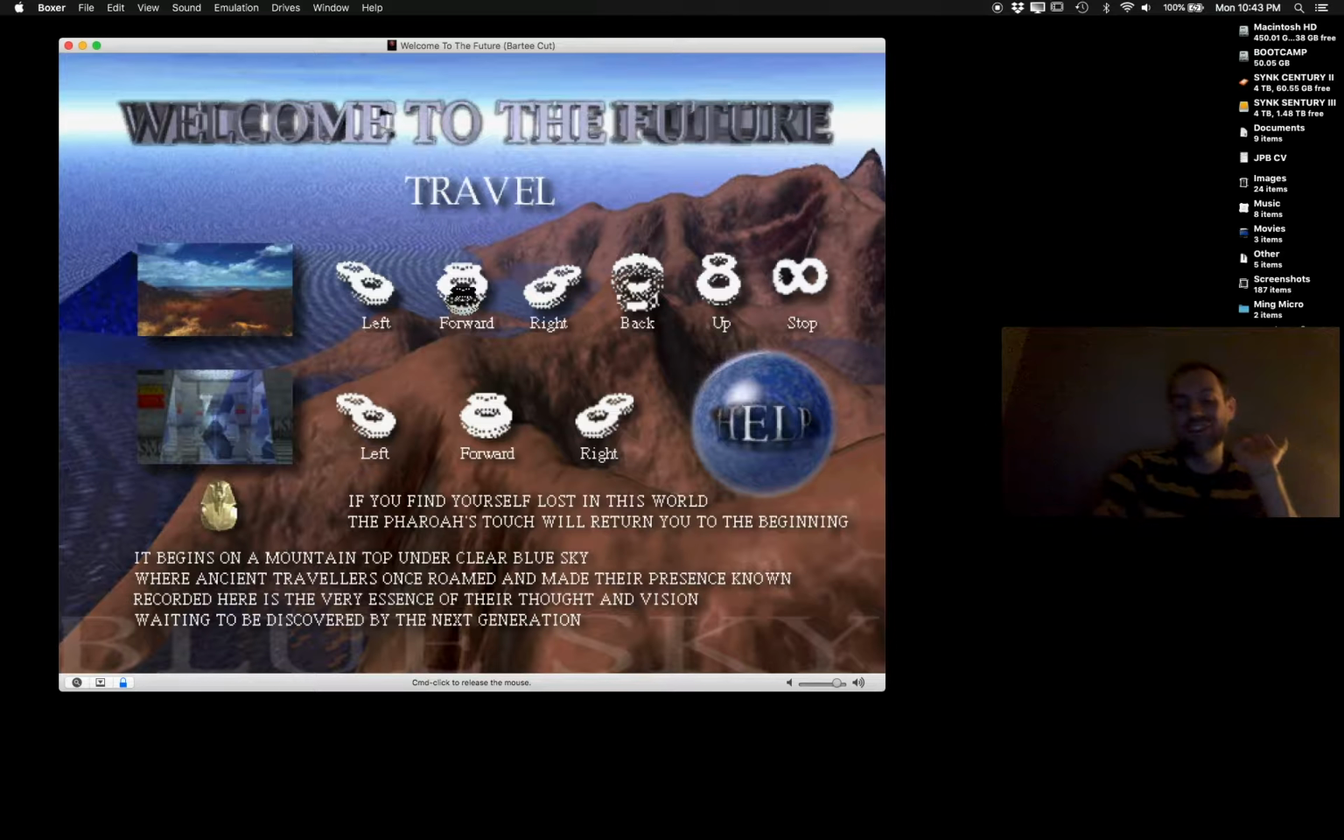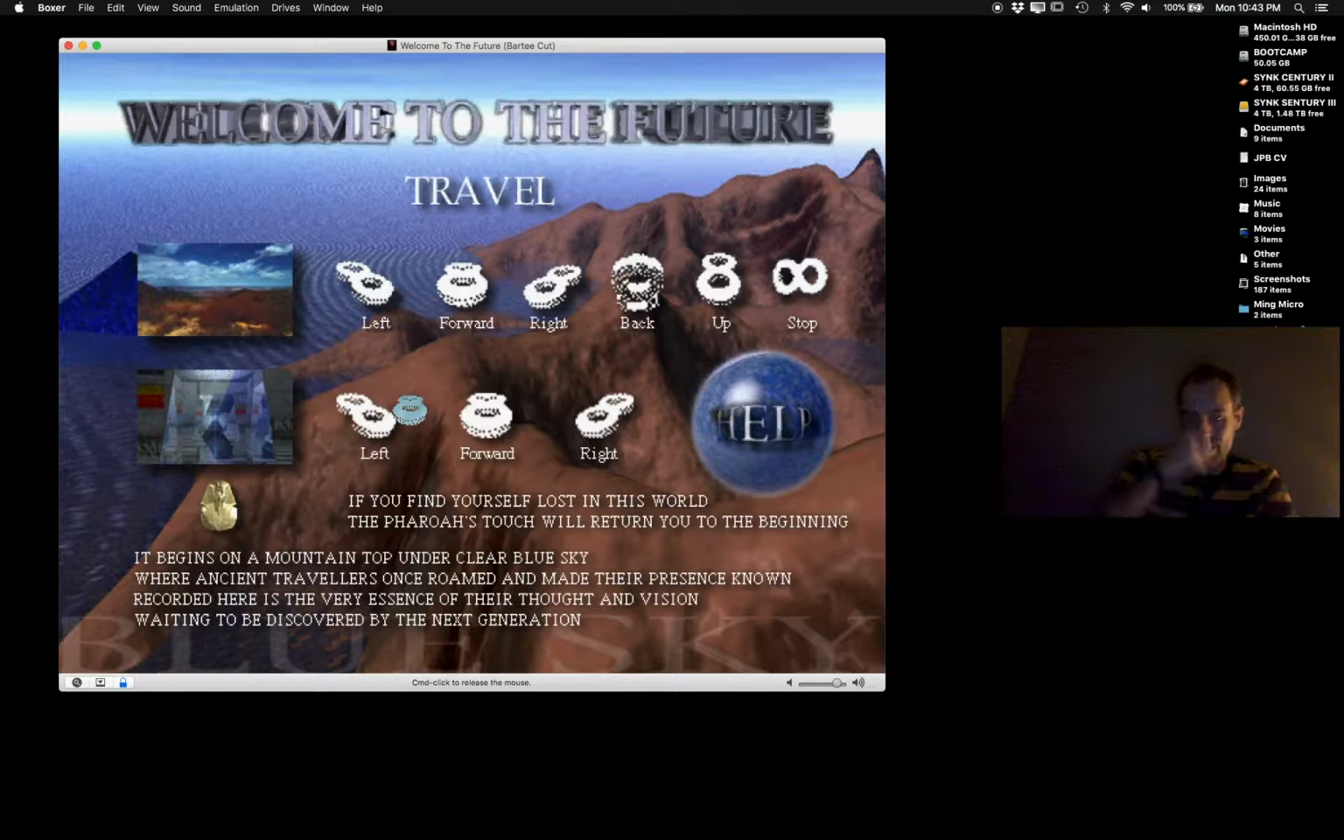How great is it that the cursor is an infinity symbol? That should tell you right away the kind of game we're about to get ourselves into. If you find yourself lost in this world, the Pharaoh's touch will return you to the beginning. It begins on a mountaintop under clear blue sky, where ancient travelers once roamed and made their presence known. Recorded here is the very essence of their thought and vision, waiting to be discovered by the next generation.